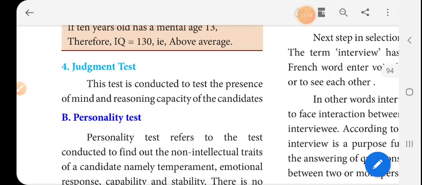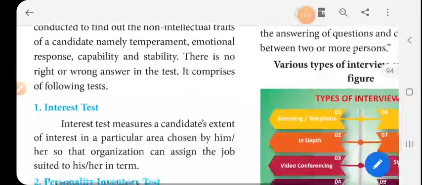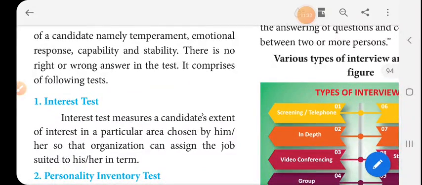A personality test refers to the test conducted to find out non-intellectual traits: emotional response, temperament, capability, and stability. There is no right or wrong answer in the test. It comprises the following tests. First one, interest test. Interest test measures a candidate's extent of interest in a particular area chosen by him. In order to know the interest in the particular field chosen by the candidate, this test is conducted.